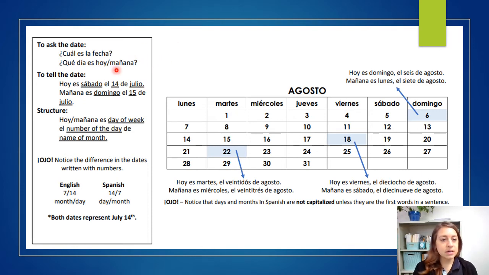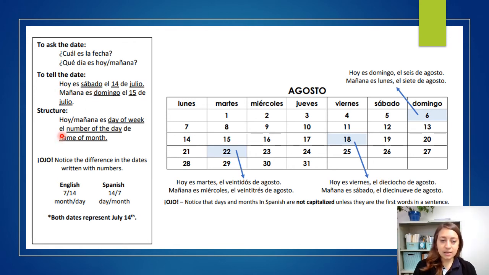To answer the question ¿cuál es la fecha? You will use this structure. Okay, hoy or mañana, depending on if you're talking about today or tomorrow, es, today is, hoy es, mañana es. Okay, so you have to have the verb here. You start with the day of the week. So if today is Monday, hoy es lunes. Or in this example, if it was Saturday, hoy es sábado.